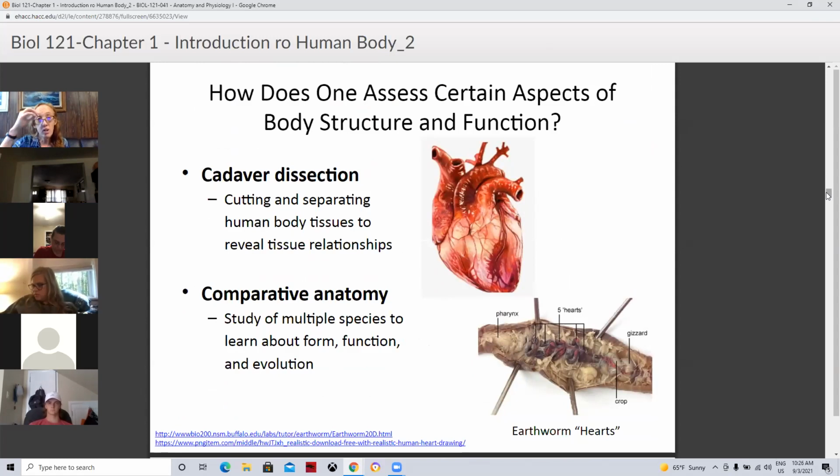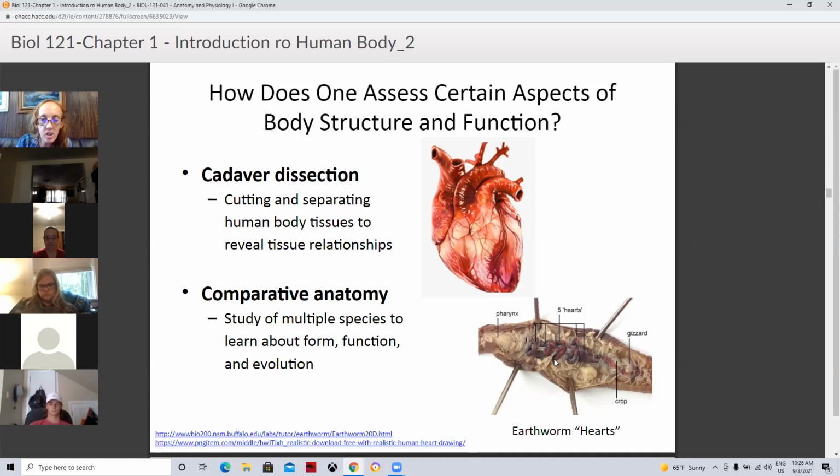We can also look at different aspects of body structure and function through cadaver dissection, cutting and separating human body tissues to reveal tissue relationships. We can also assess body structure and function through comparative anatomy, studying multiple species to learn about form, function, and evolution.